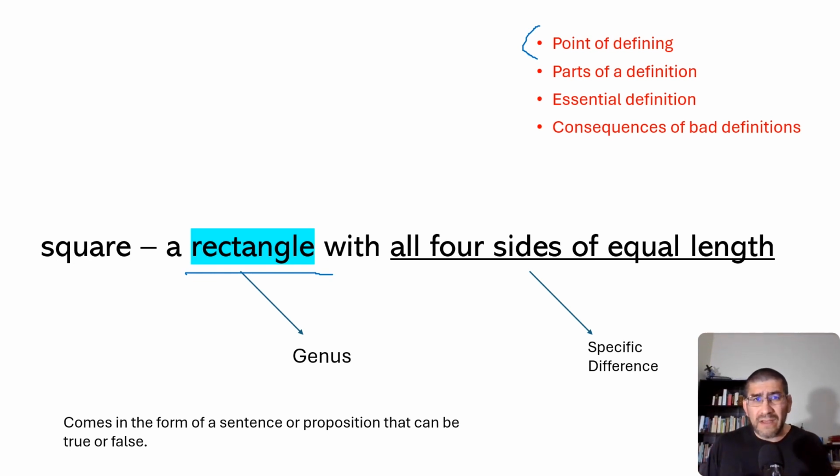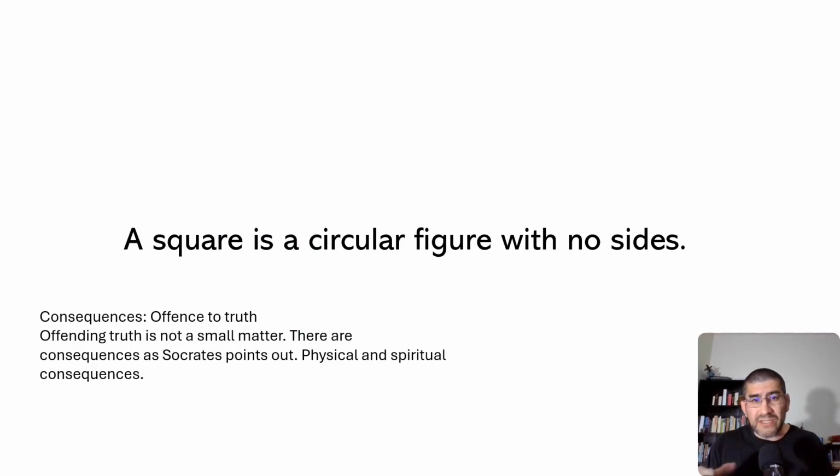You don't want to give a definition that is false. We can see with this definition, a square is a circular figure with no sides, that it's false. Why is it false? Because it's including things that we don't consider a square. Squares aren't circular. This definition, it's too broad. This definition, it's also too narrow because it doesn't even include a square. There is no square that's a circle. So this definition is a bad definition because it does not accurately represent reality.